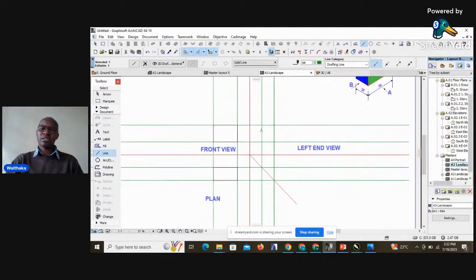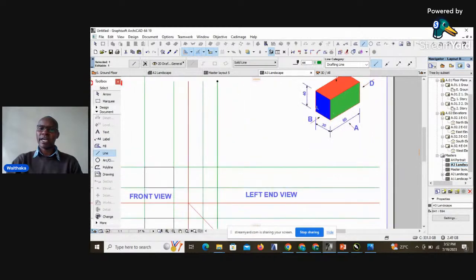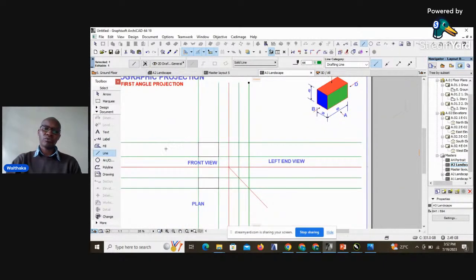And for this, because this is just a simple rectangular block, our end view is a rectangle measuring a width of 30 millimeters and a height of 40 millimeters. So from the front view, we are able to get the height of the end view, and from the plan, we are able to get the width, because what we've transferred to the reflector line is just the width, and we've transposed it or projected it up to get the end view.